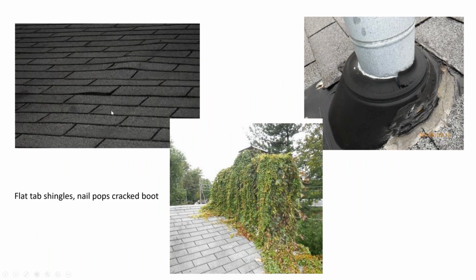This is nail pops. This is a flat tab shingle. You can see they're not multi-level, and these are going to be nail pops. It's a very simple fix. It comes up on almost any home inspection report. This is something you can see with your naked eye when you walk up to the front door. It's going to happen all the time.